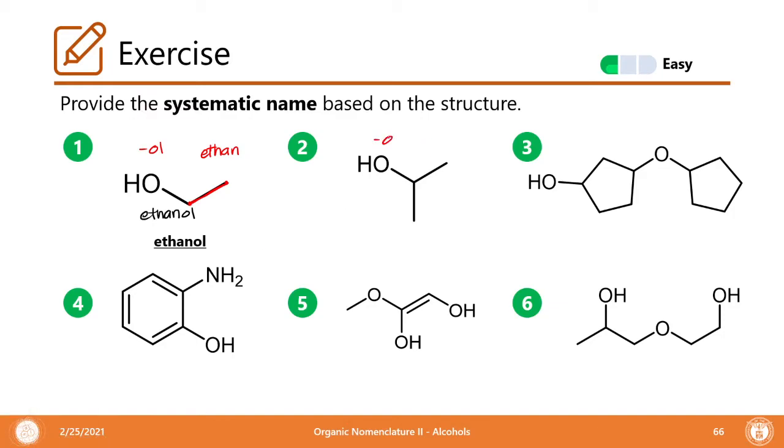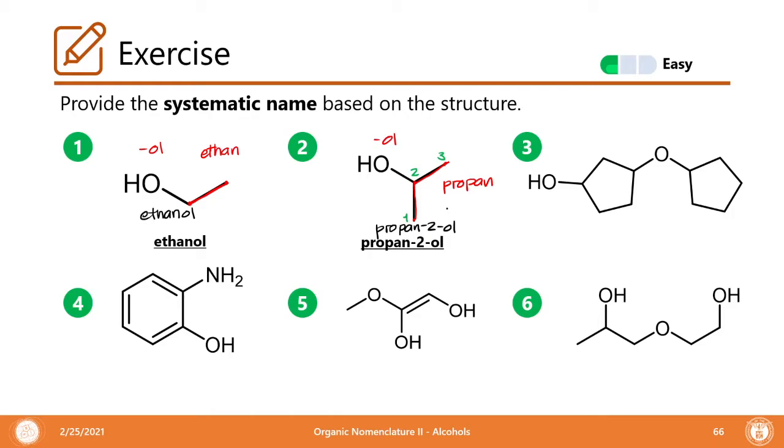We have an alcohol as our parent functional group. We have 3 carbons, 1, 2, and 3. Propan. Okay, but before we finish the name, let's do some numbering. 1, 2, and 3. So at position 2, we have our alcohol. Propan-2-ol. Okay, let's see. Propan-2-ol.